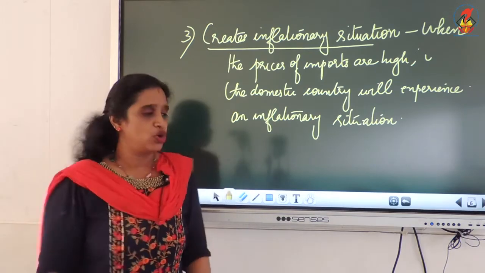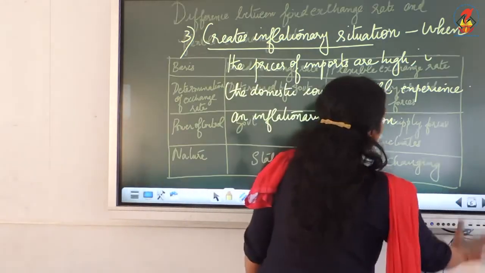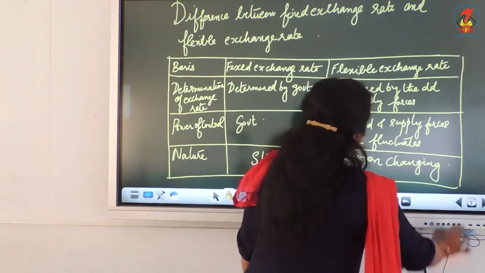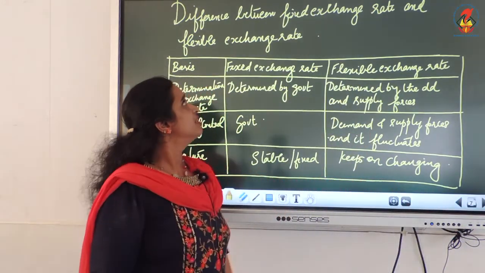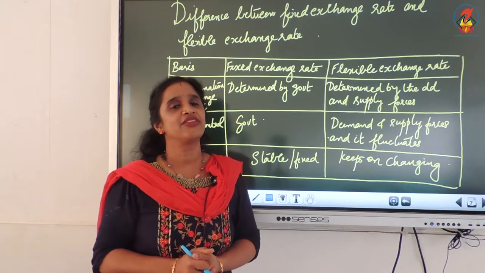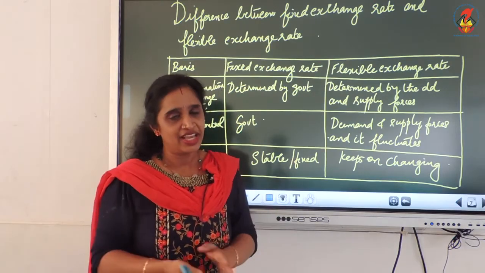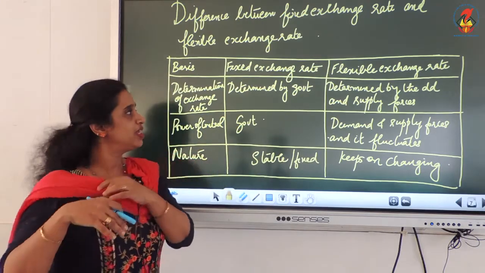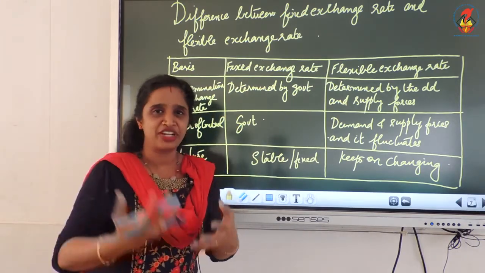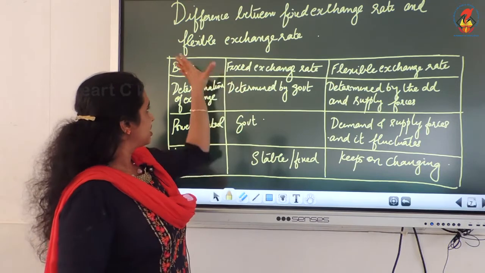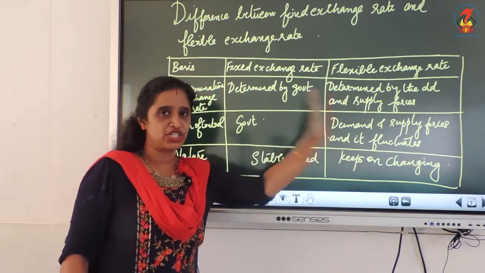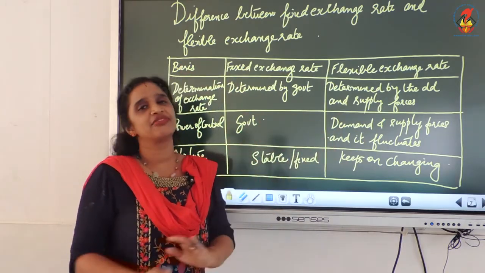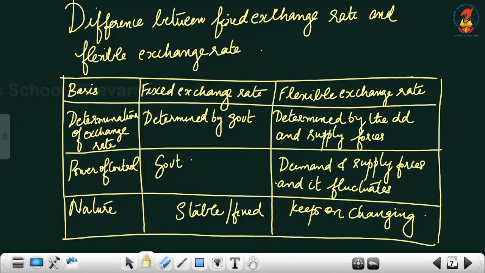Now we are moving on to the third form of foreign exchange. First we will see the difference between the fixed exchange rate and the flexible exchange rate in a nutshell. I have given a box for you. Normally in economics we write the difference with the help of a box, where we write the basis and try to differentiate both the flexible and fixed exchange rate. Now on the basis of determination of exchange rate, let us differentiate fixed and flexible exchange rate.